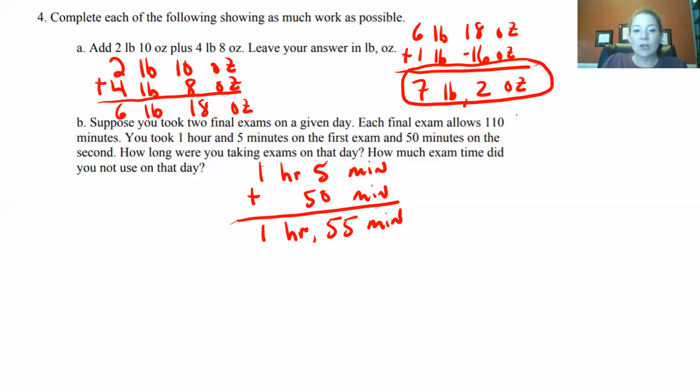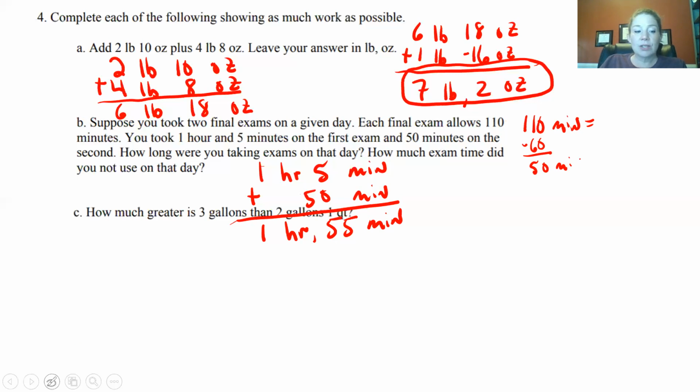However, the second question asks how much extra time did we have, or how much time did we not use? Well, we had 110 minutes for each section. So let's go ahead and convert 110 minutes to hours. Well, isn't 1 hour 60 minutes? So if I subtract 60 minutes from that, I had 50 minutes left over, right?